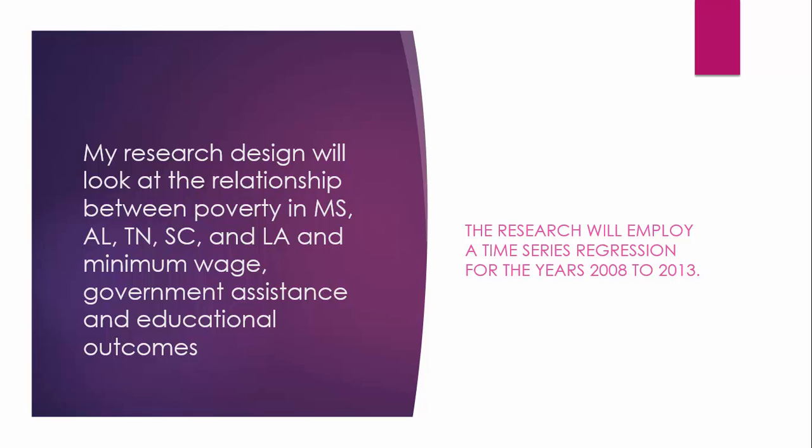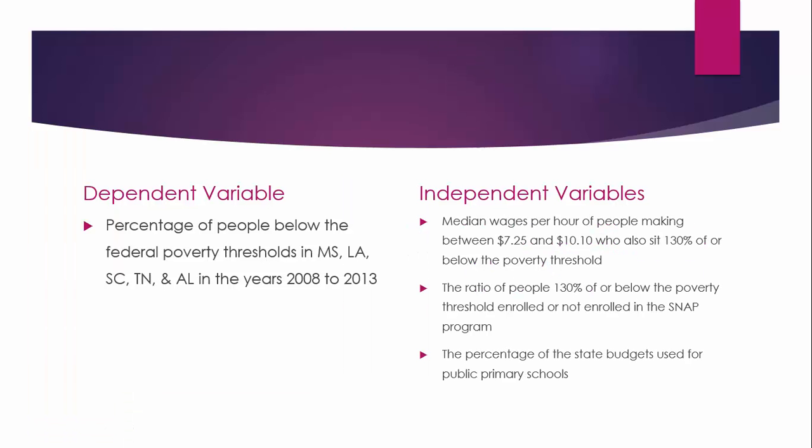My research design will look at the relationship between poverty in Mississippi, Alabama, Tennessee, South Carolina, and Louisiana, and the minimum wage, government assistance, and educational outcomes. The research will employ a time series regression for the years 2008 to 2013. The dependent variable will be the percentage of people below the federal poverty thresholds in Mississippi, Louisiana, South Carolina, Tennessee, and Alabama in the years 2008 to 2013.